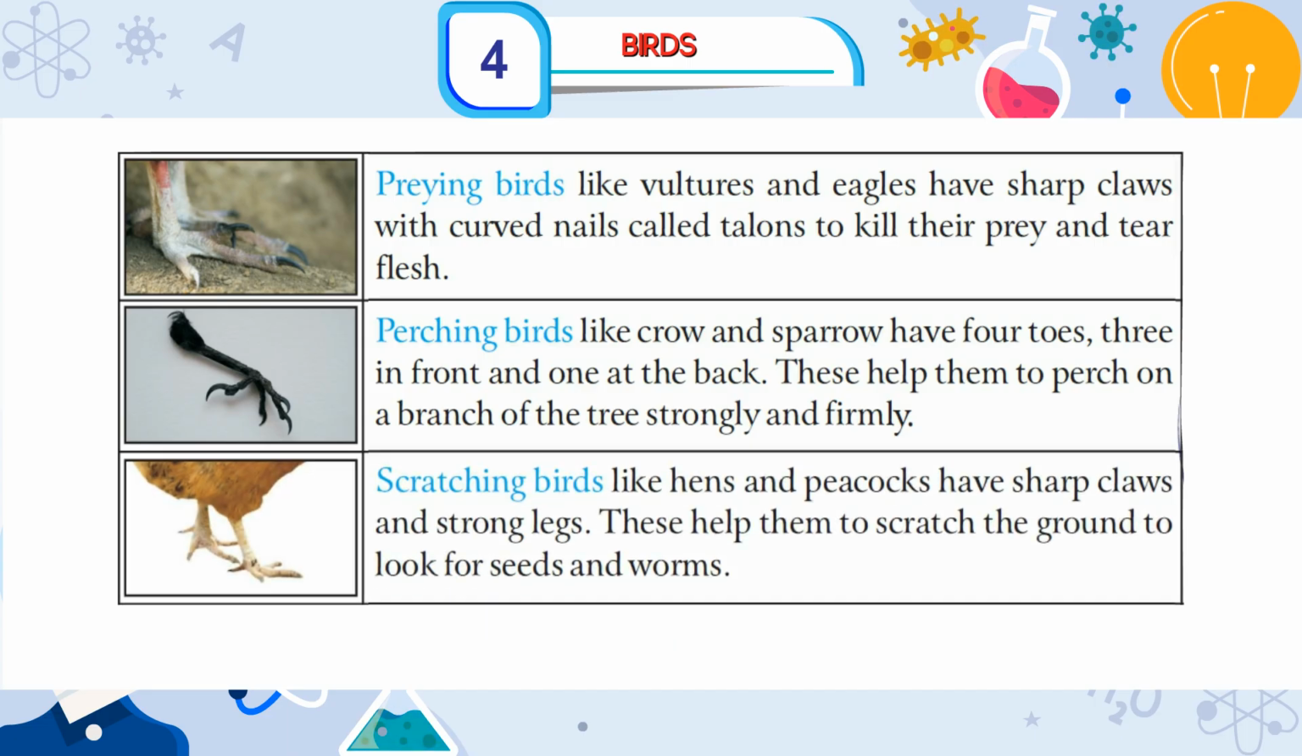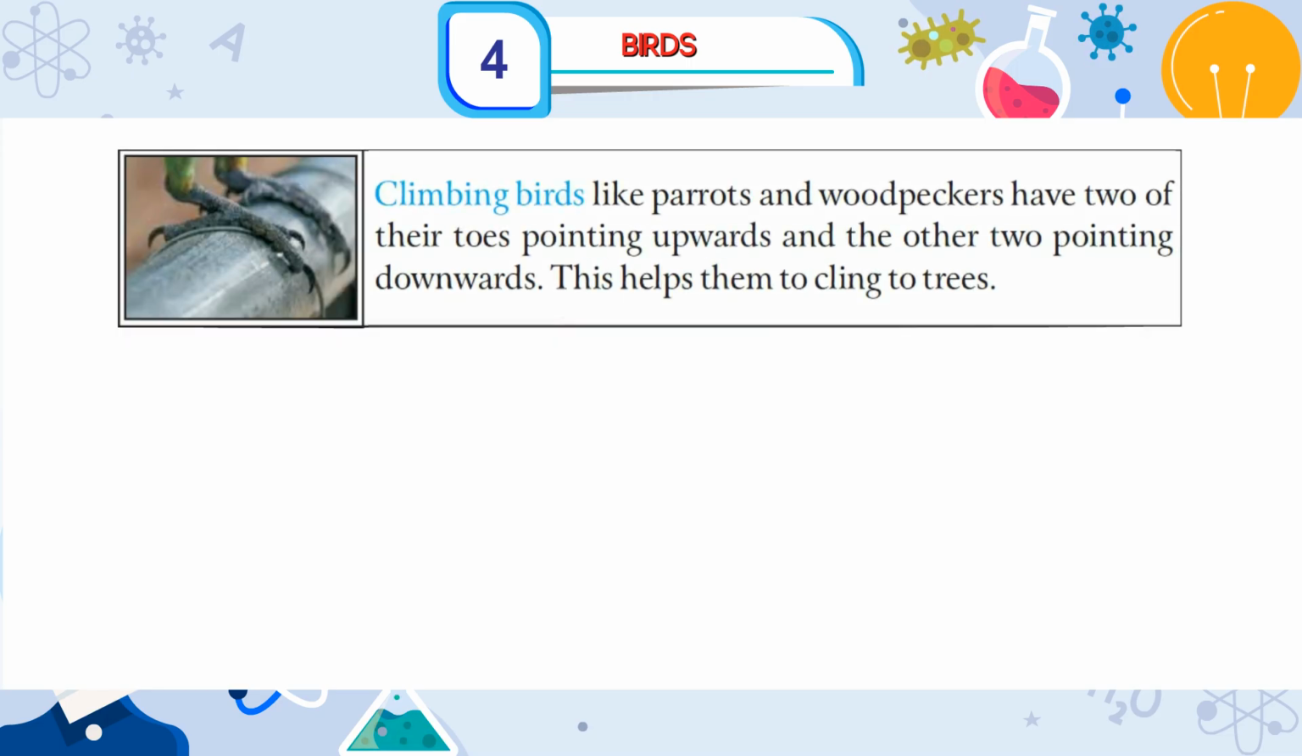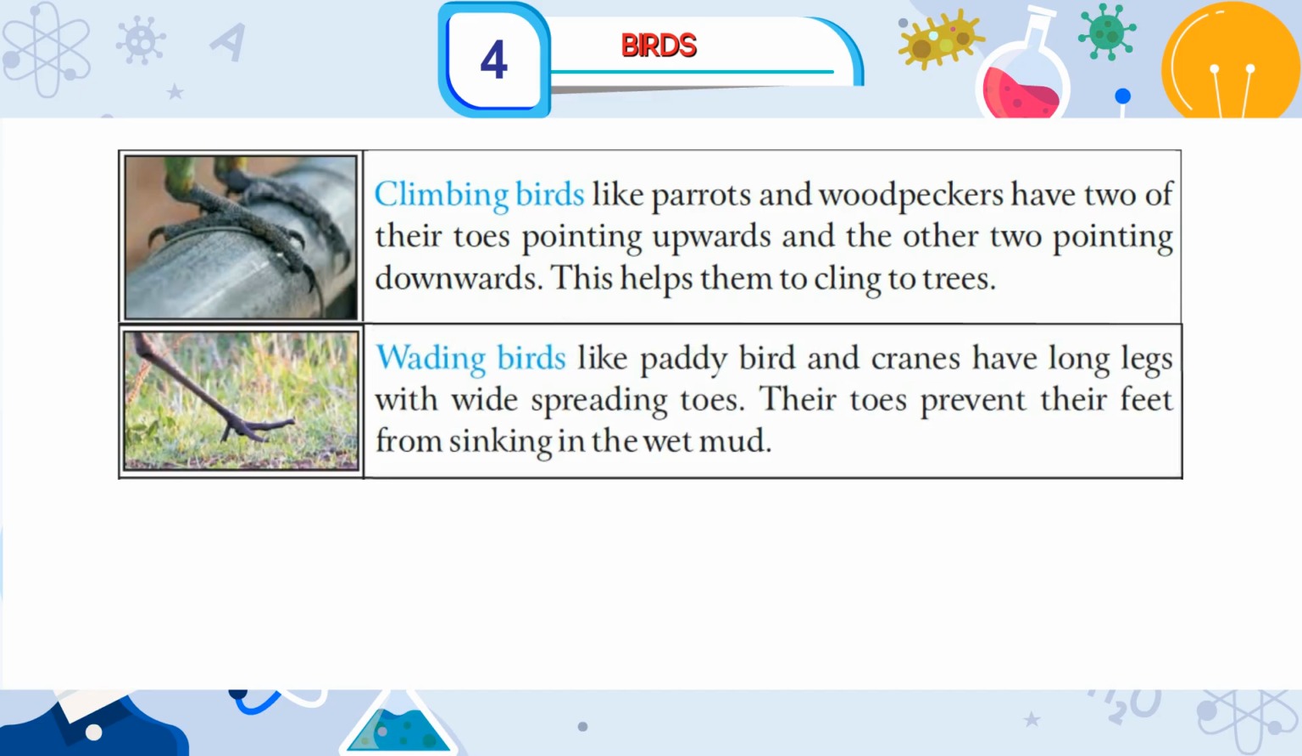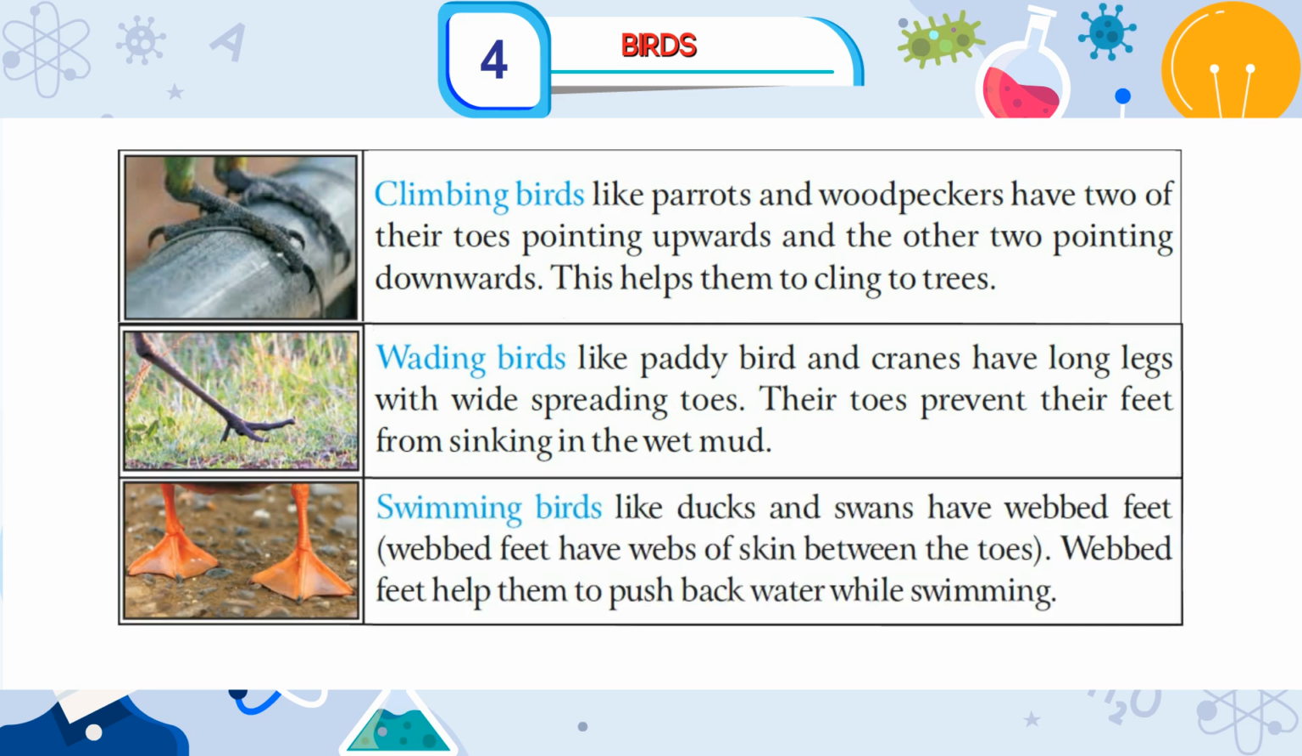Scratching birds like hens and peacocks have sharp claws and strong legs. These help them to scratch the ground to look for seeds and worms. Climbing birds like parrots and woodpeckers have 2 of their toes pointing upwards and the other 2 pointing downwards. This helps them to cling to trees. Wading birds like paddy bird and cranes have long legs with wide spreading toes. Their toes prevent their feet from sinking in the wet mud.